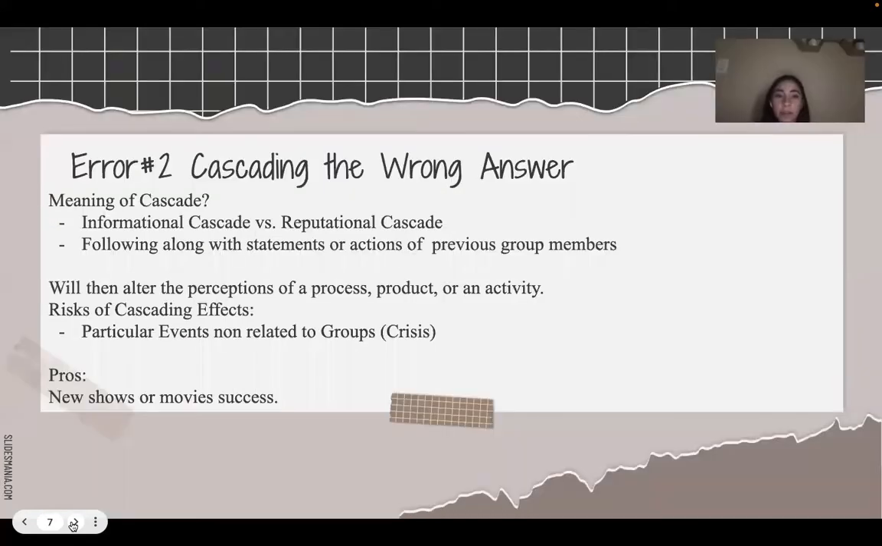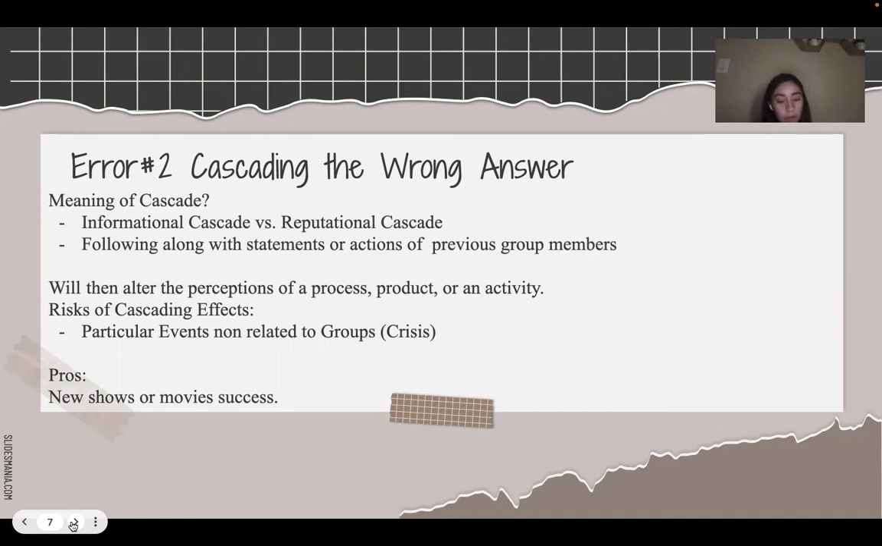So I will be discussing cascading the wrong answer. The meaning of the word cascade effect would be a process whereby something, typically informational or knowledge, is successively passed on. So there are essentially two categories when it comes to the cascade effects in groups. One would be the informational cascade and the other the reputational cascade.